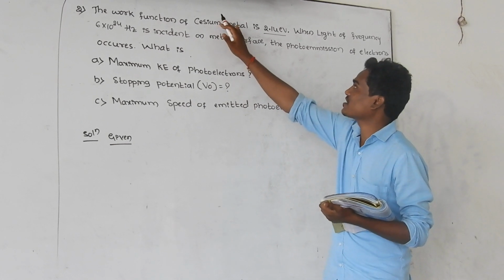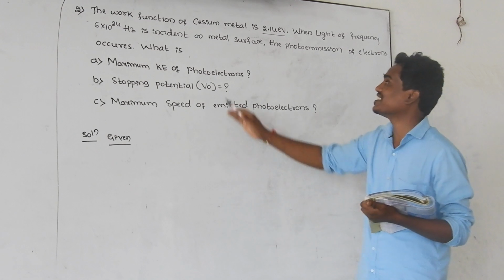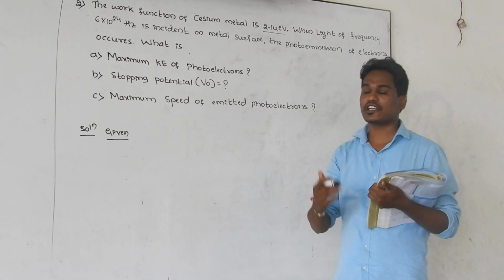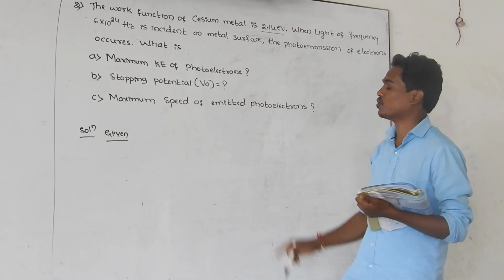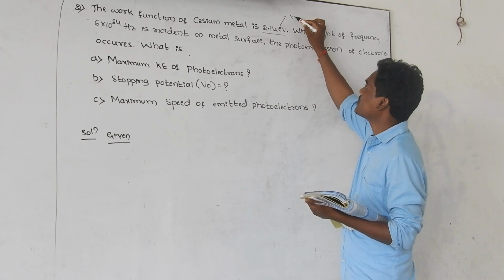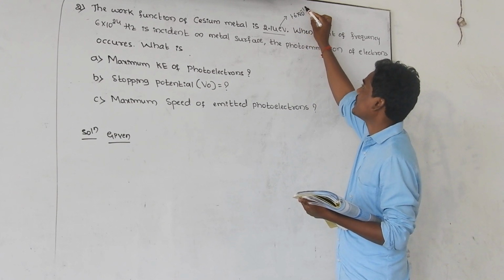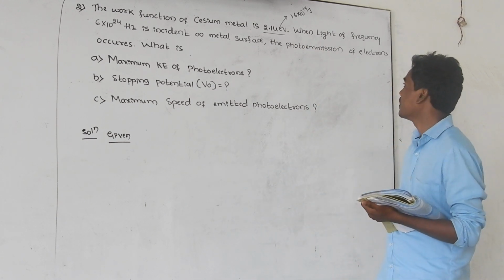Here cesium is given. In order to emit the electron from the surface of the cesium metal, what is the amount of energy required by the electron? That is 2.14 electron volt. You know very well what is the value of an electron volt. That is 1.6 into 10 to the power of minus 19 joule. This is the value of 1 electron volt.